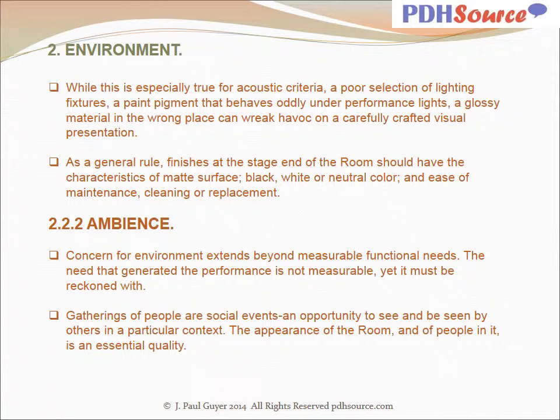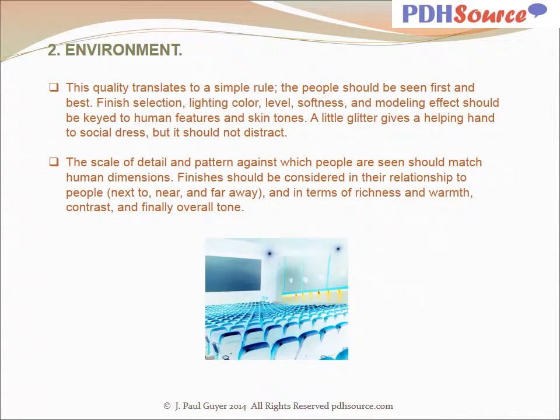Concern for environment extends beyond measurable functional needs. The need that generated the performance is not measurable, yet it must be reckoned with. Gatherings of people are social events, an opportunity to see and be seen by others in a particular context. The appearance of the room and of people in it is an essential quality. This quality translates to a simple rule. The people should be seen first and best.